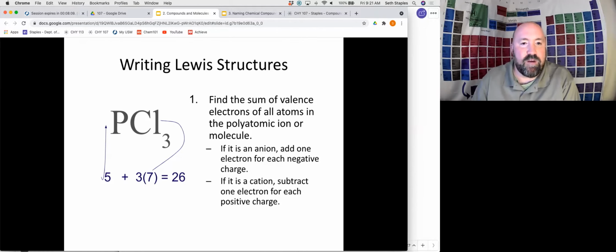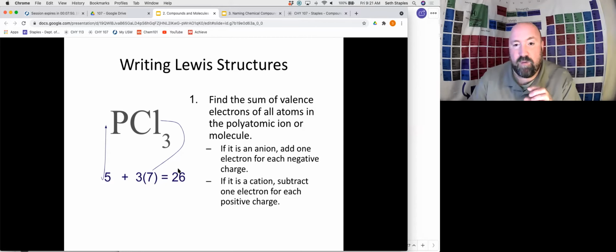And so we look on the periodic table for PCl3, and we see that phosphorus has 5 valence electrons. Chlorine has 7 valence electrons, but we have 3 chlorines total. And so that's a total of 26 valence electrons that we have for PCl3.